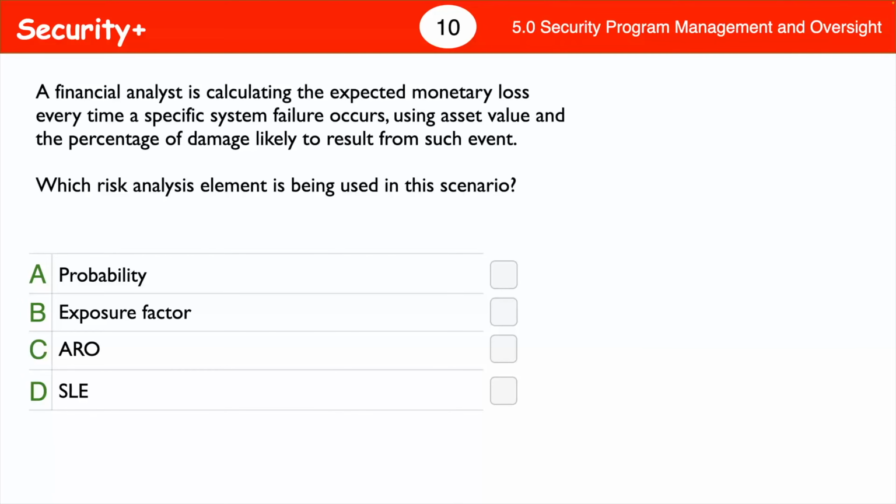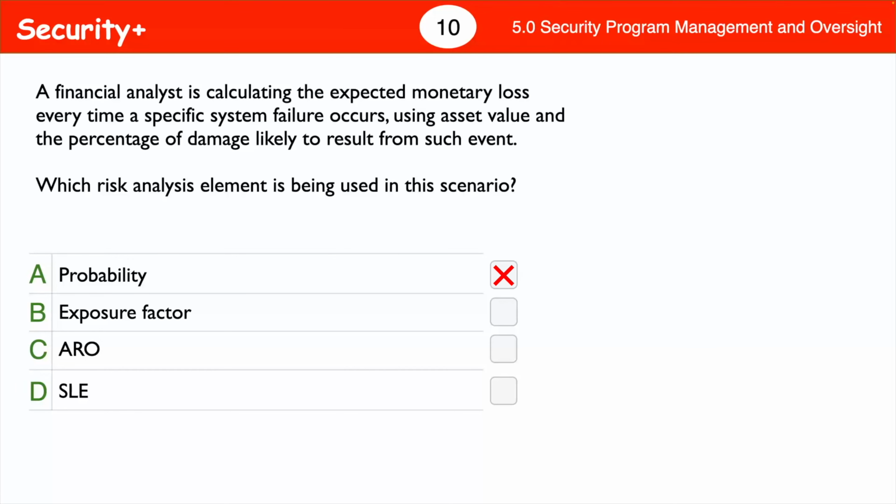So let's see here. We can go ahead and do the process of elimination. And we can start with A, probability. And probability refers to how likely an event is, not the dollar amount that would be involved or based off the impact. Okay? It's important to understand that about probability.